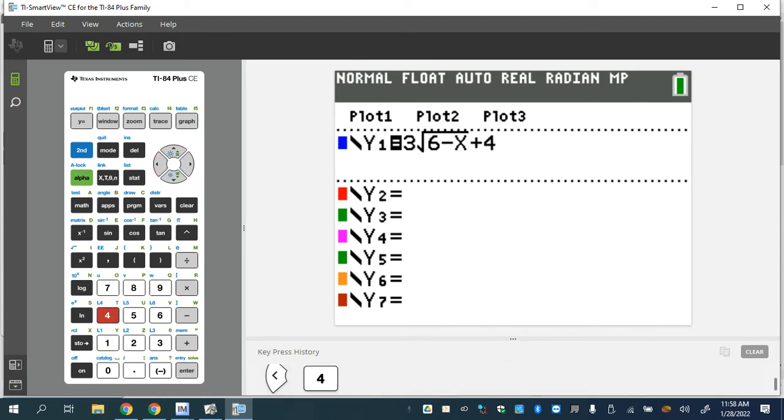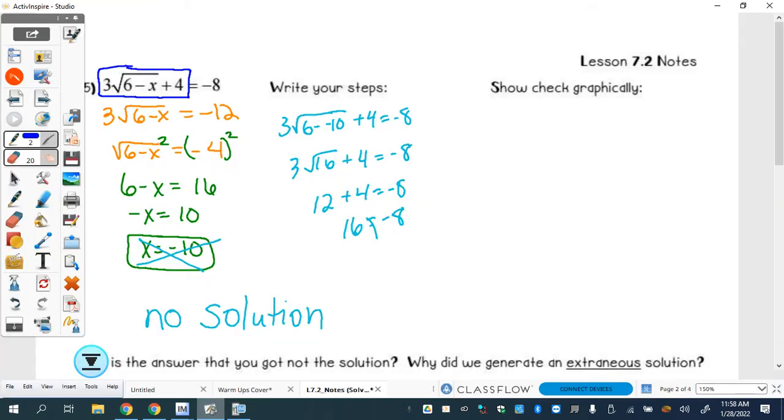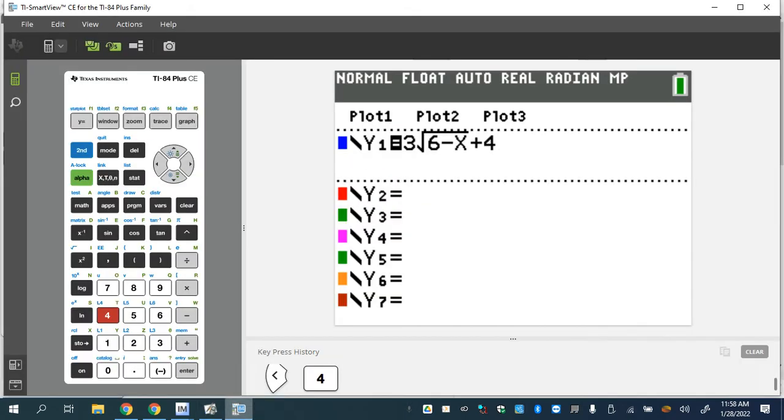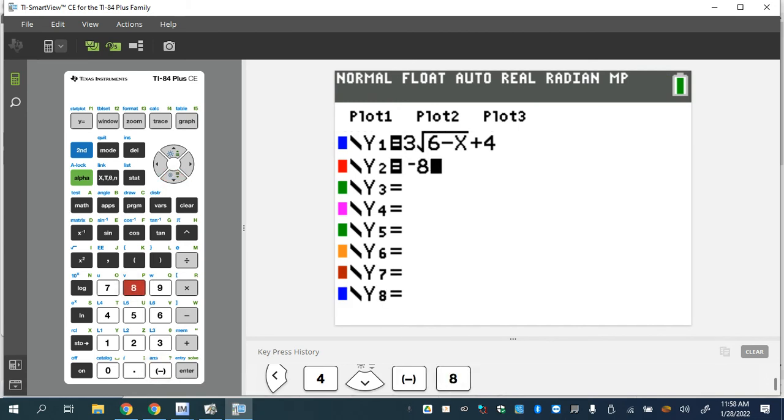Make sure you do actually leave that square root sign, so arrow to the right to get out of it before you put your plus 4 in there. And then negative 8, the stuff on the right side of your equal sign, that's going to go into your y2. So if you're trying to check these, left side is your y1, right side is your y2.